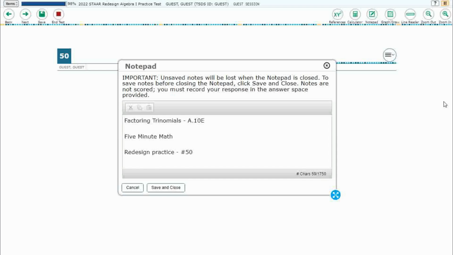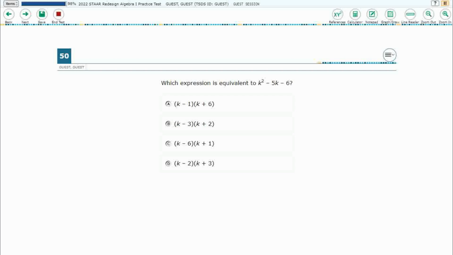Today we are looking at the Algebra 1 concept of factoring trinomials. This is standard A.10E in the great state of Texas, and we are using item number 50 of the Redesign Practice Online STAAR test. If you haven't done so already, please go ahead and take a moment to pause the video, work this problem out on your own, unpause it, and we will look at our answers together.